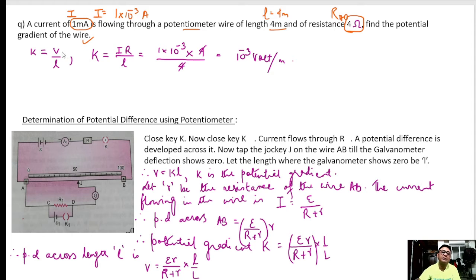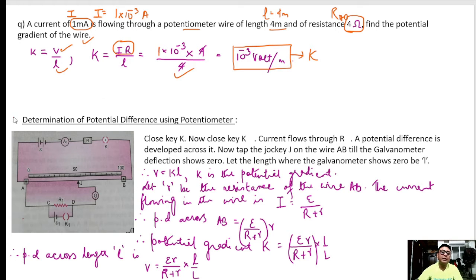So potential gradient is total potential by the length. How do we find the total potential? Total resistance is 4, total length is 4. So the total potential will be I into R, which is 4 into 4. I is given as 1 into 10 to the power minus 3, into 4, and the total length is given as 4. That comes to 10 to the power minus 3 volt per meter. This is the potential gradient of the potentiometer wire.